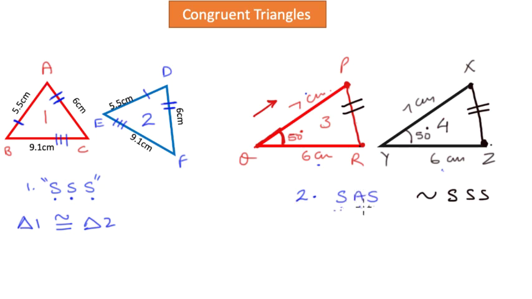Hence we say that when you have SAS criteria, meaning two sides and an included angle between those two triangles are equal, we can say with confidence that those two triangles will be congruent, or represented like this. Triangle 3 is congruent to triangle 4.